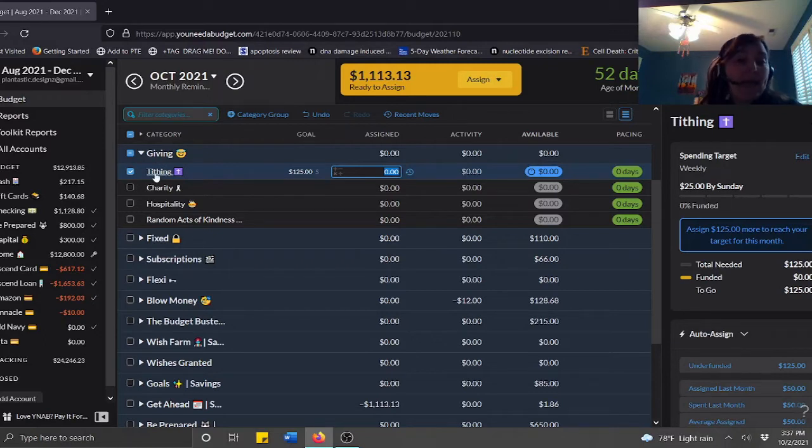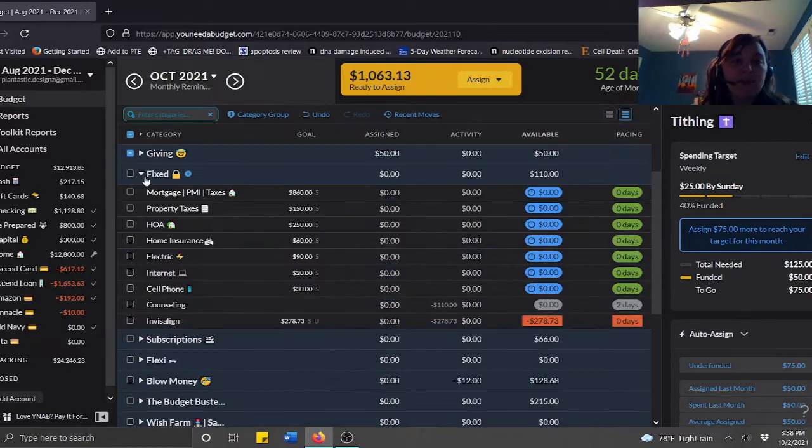So I have tithing, charity, hospitality, and random acts of kindness. And you'll see I put a bunch of emojis in here just for fun. For tithing, I do $25 a week, and it is going to be about 2 weeks since I get paid. So we will do $50, and you see it took $50 from up here and dropped it in that little envelope.